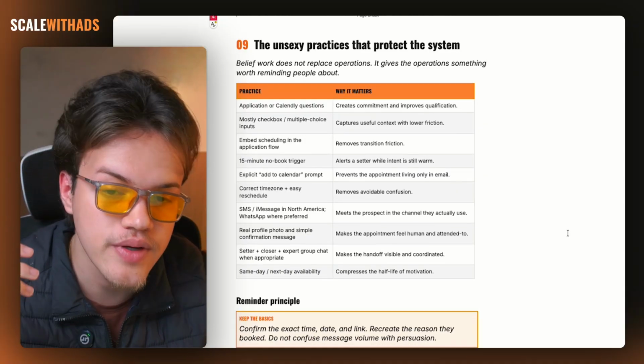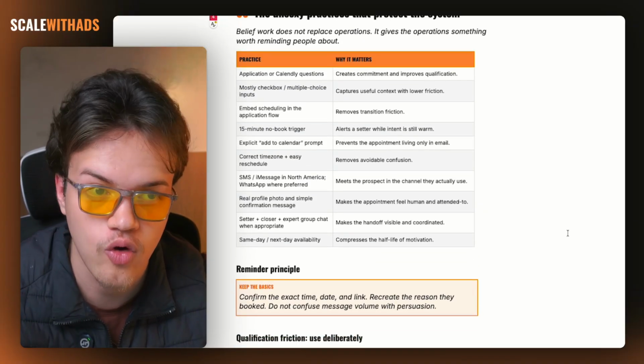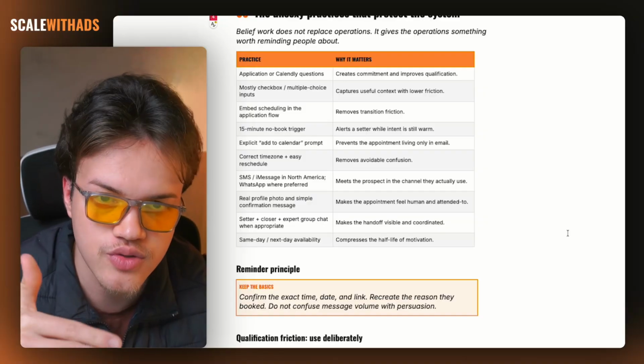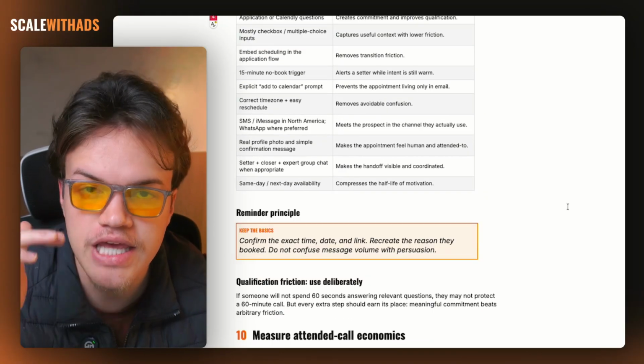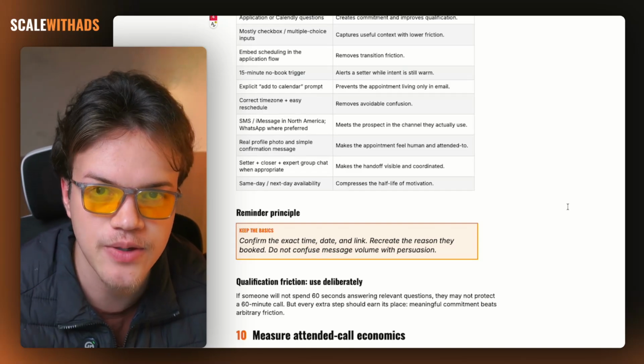Now, another thing you can do is embed the scheduling tool, okay? Instead of having them go through a bunch of buttons, as soon as they finish the application, they get redirected to the page to book a call. If they answer the application and they don't book a call for any reason, you can have sequences for that.